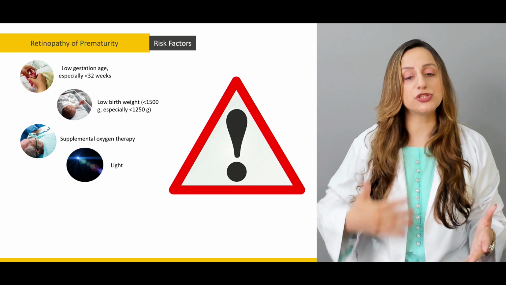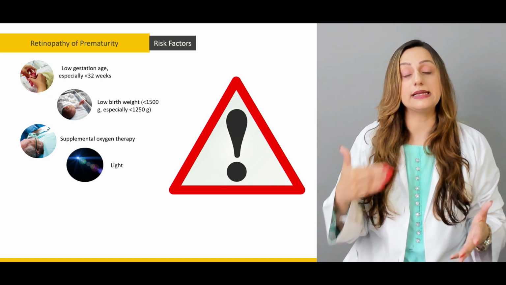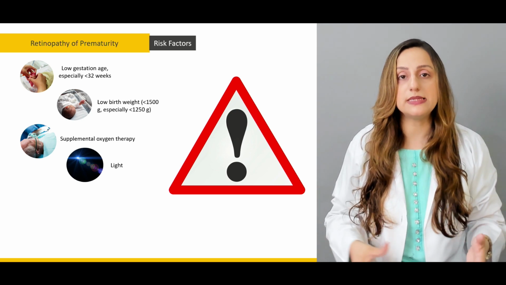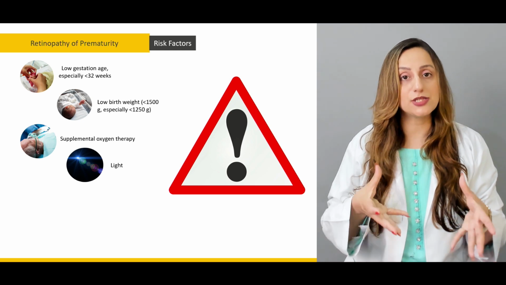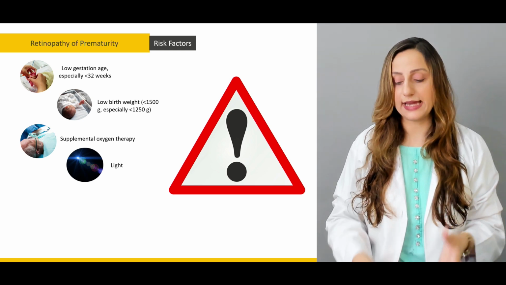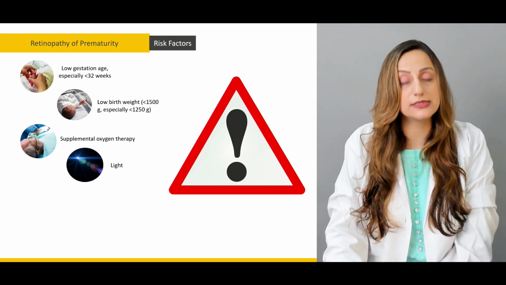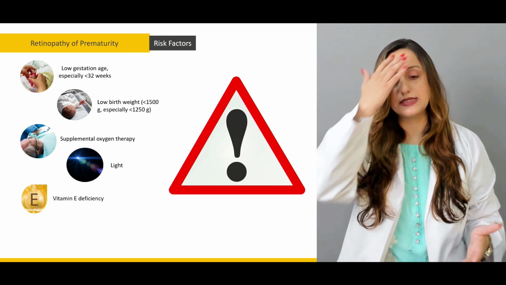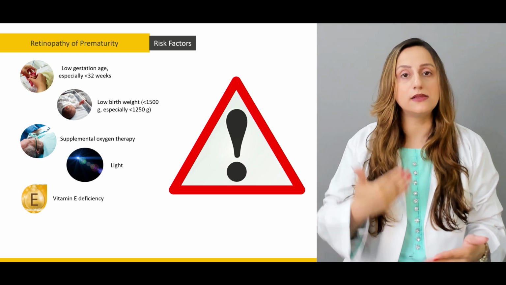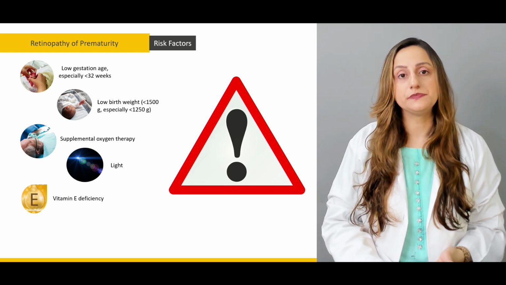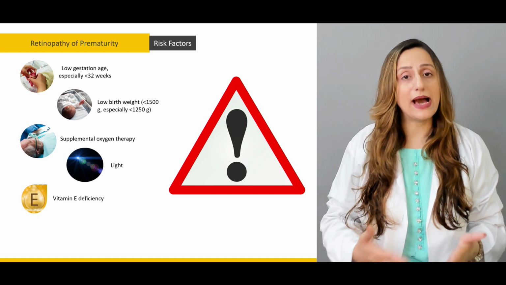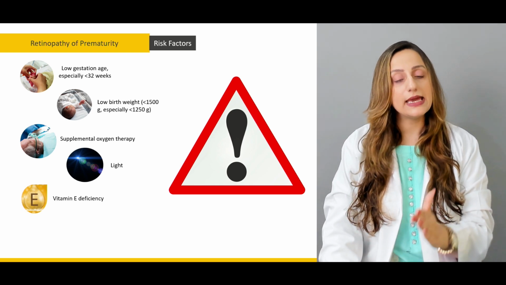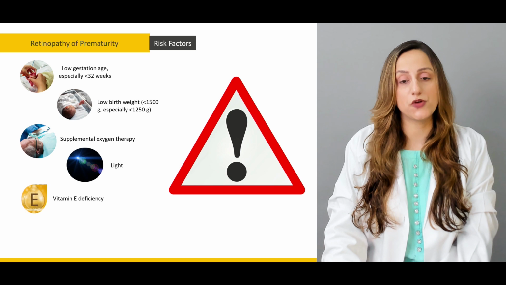Whenever we put the patient on supplemental oxygen therapy, that is basically hyperbaric oxygen. Infants who are premature or low birth weight babies are exposed to this supplemental oxygen therapy or light therapy, and this is the basic risk factor for the development of retinopathy in these infants. Then the vitamin E deficiency. Obviously, a low birth weight baby or an infant with a low gestational age suffers from vitamin E deficiency and is more prone to retinopathy of prematurity.